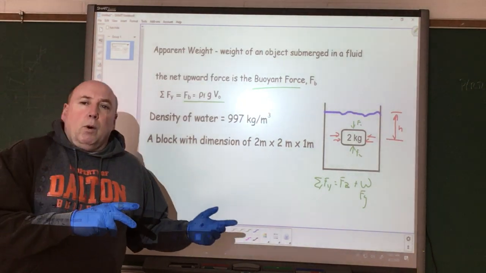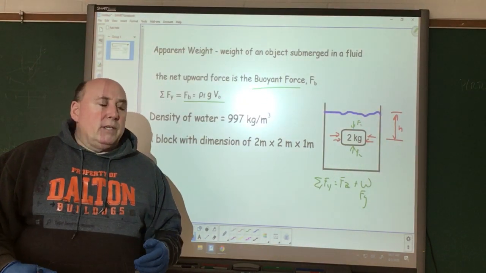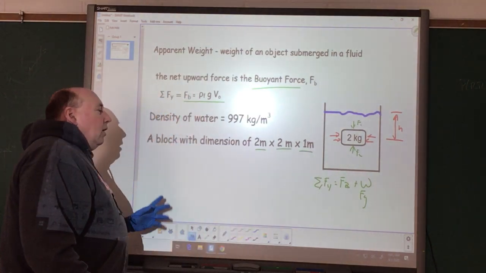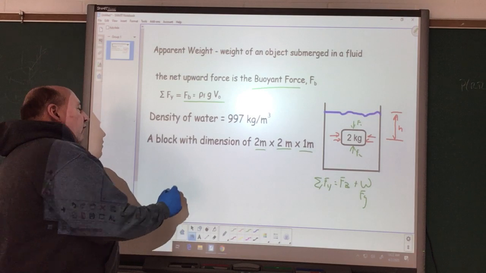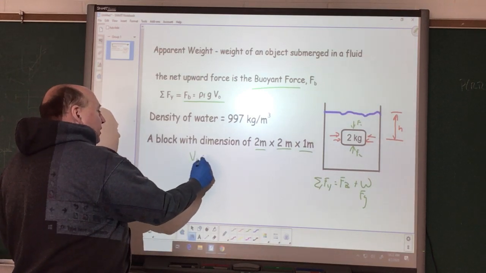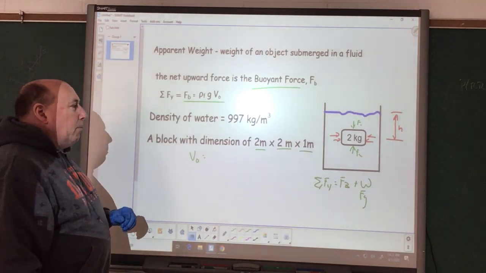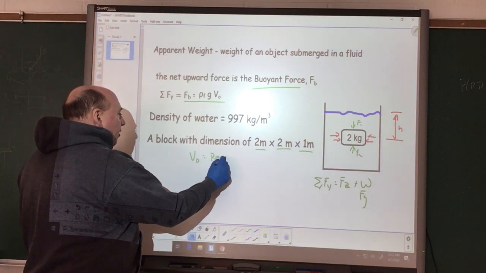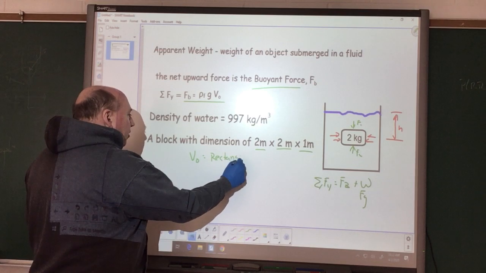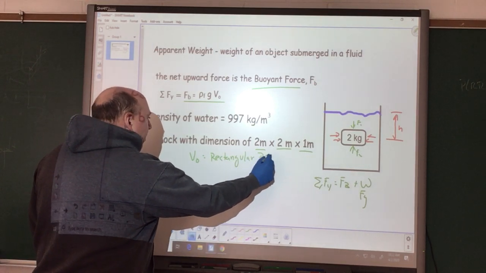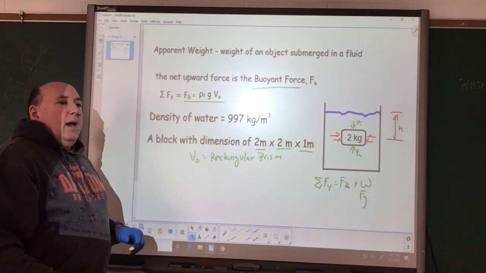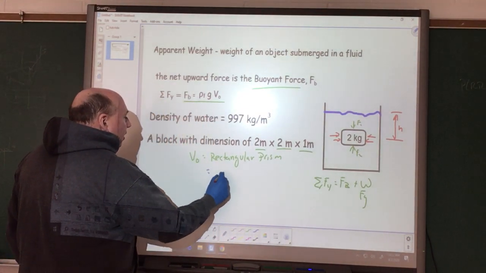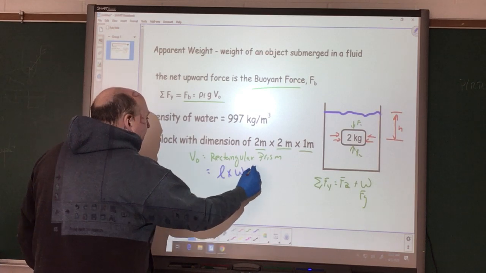Where we struggled a little bit yesterday in those extra questions is, I have a block with a dimension 2 by 2 by 1. What we have to remember how to do is find the volume of this object. If I have a block, this is a prism, a rectangular prism. And how we find the volume of the rectangular prism is length times width times height.